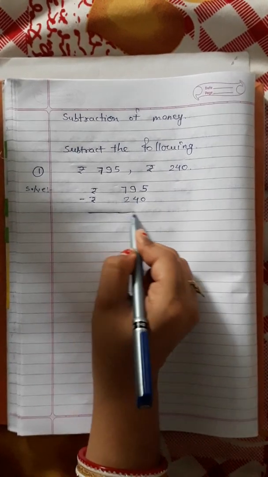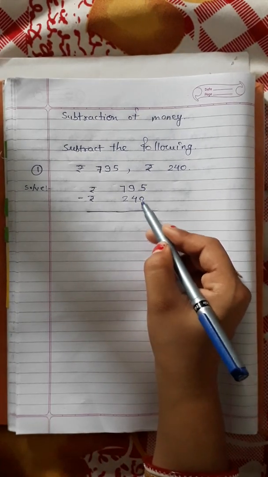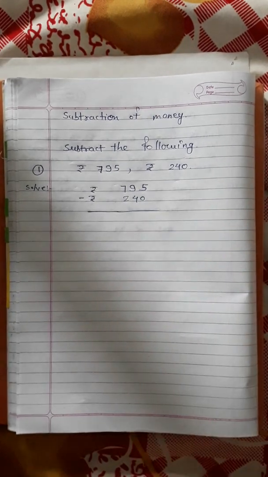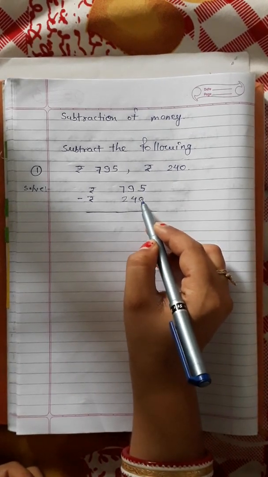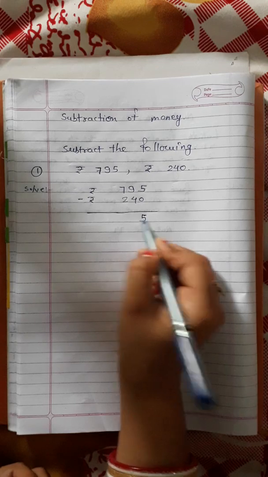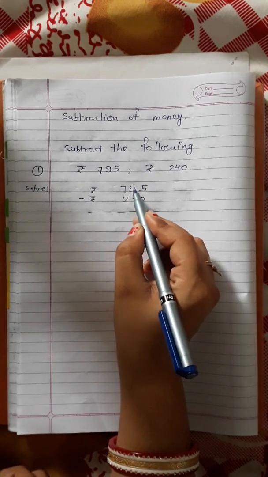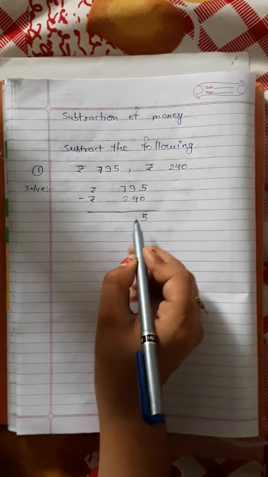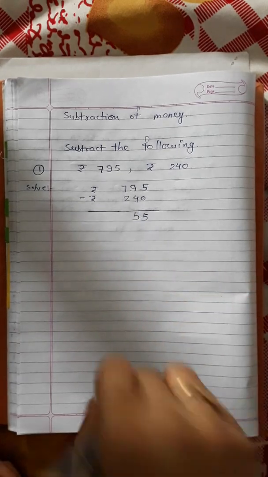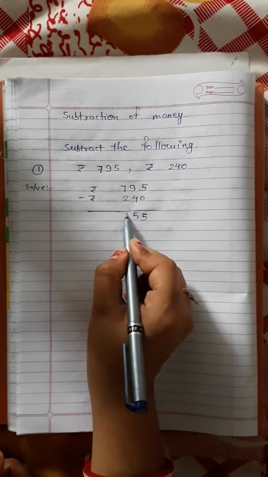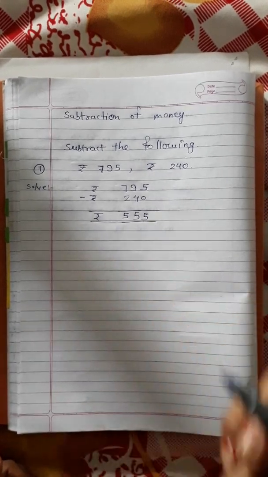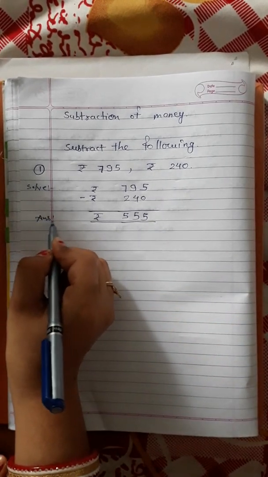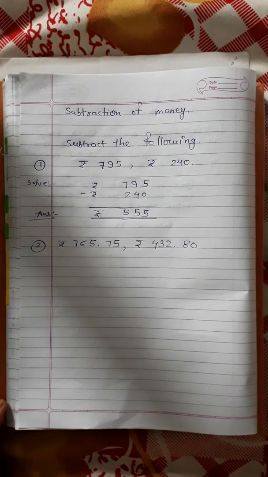So as you can see, I just arrange the numbers: ones below ones, tens below tens, and hundreds below hundreds. Okay, now subtraction. So 5 minus 0 gives us 5. 9 minus 4, when we subtract 4 from 9, we will get 5. And again 7 minus 2 gives us 5. So the answer of this subtraction is 555. This is a very easy question. Okay, now I'm taking one more example.